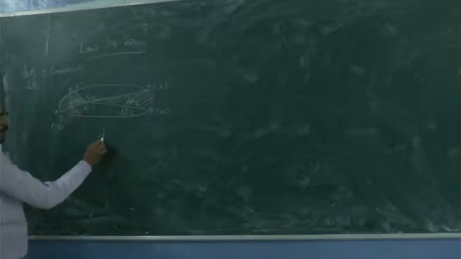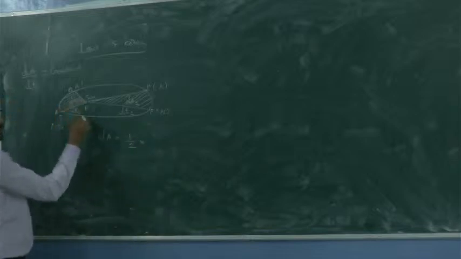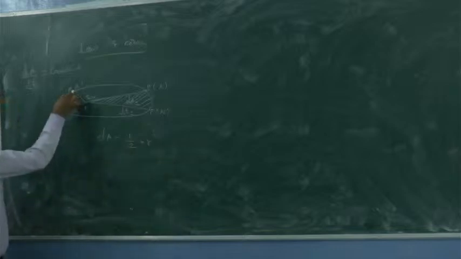Triangle area formula: half into base into height. This is nothing but R. Base, actually this is called the base.